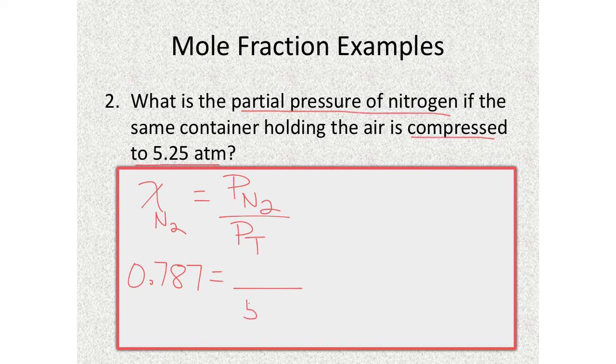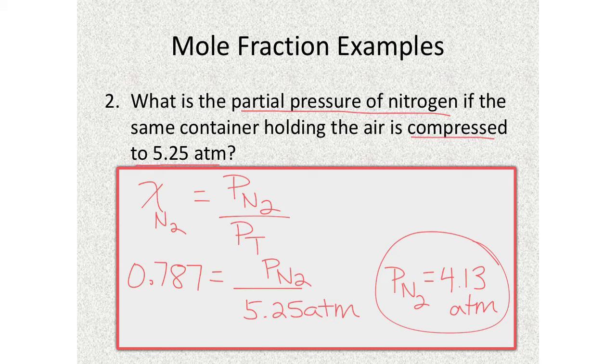All right, our new total pressure is 5.25 atmospheres, and we are looking for the new pressure of the nitrogen. Once we do the math, that would be equal to 4.13 atm. So again, the reason why we could do that is because the moles are going to stay consistent.